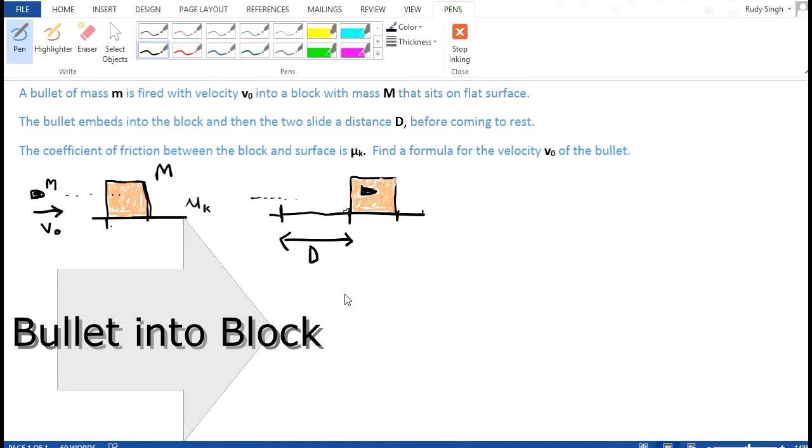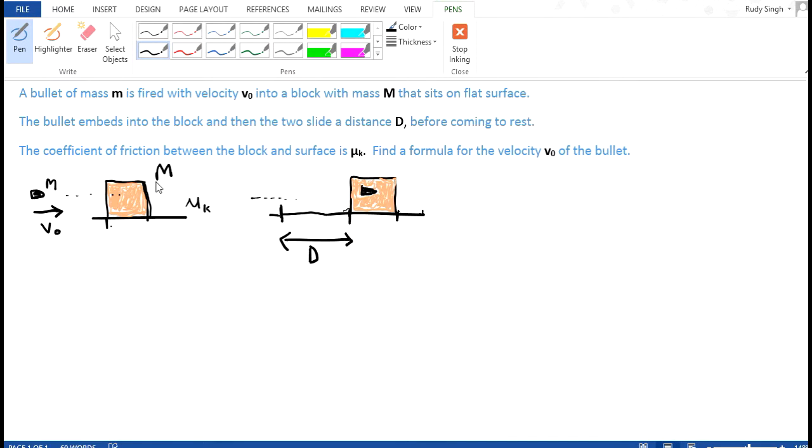Okay, in this video we're going to look at momentum. Suppose a bullet of mass m, here's the bullet, is fired with a velocity v0 into this block, and the block has a mass of big M, and it sits on a flat surface. The bullet embeds into the mass, so imagine this bullet embeds into the big block, and the two slide a distance d. So here's the second diagram.